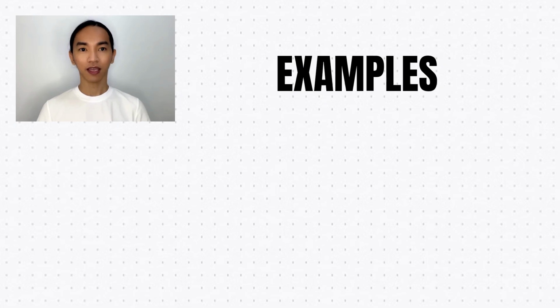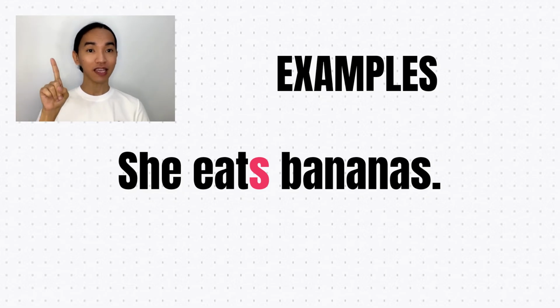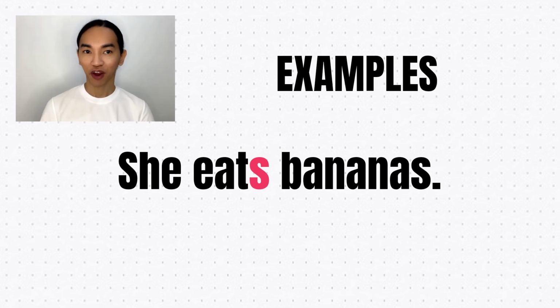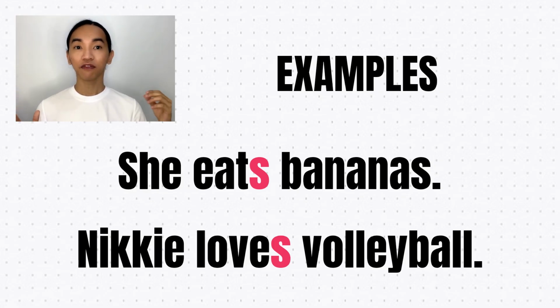So let's have some examples for our singular subject. She eats bananas. In this case, she is your subject, which is singular, only one. That's why we add S to your verb, eats. Okay, another example, Nikki loves volleyball. Nikki is my subject and it's singular. Now, I just have to add S to my verb love, loves. Okay?